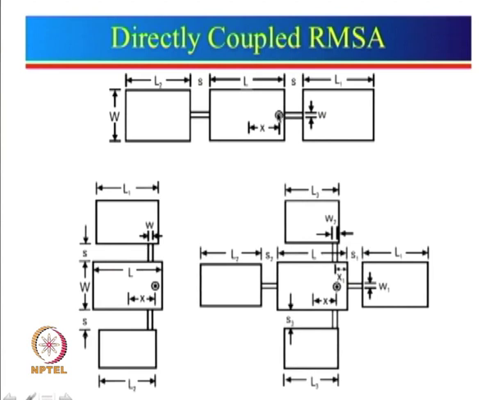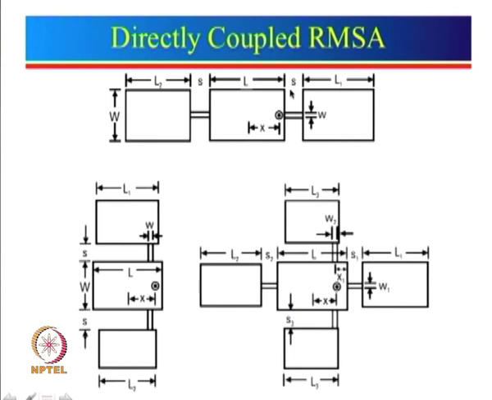directly coupled RMSA. So, just to show, this is radiating edge coupled, this is non-radiating edge coupled, and this is all 4 edges coupled. Let us just look one by one now. Now, for the radiating edge coupled, you can see that a line strip is connected over here. So, here the coupling is controlled, of course, by the gap S.